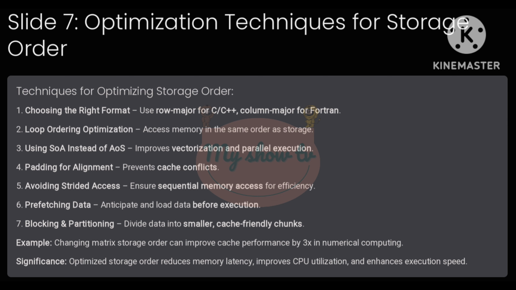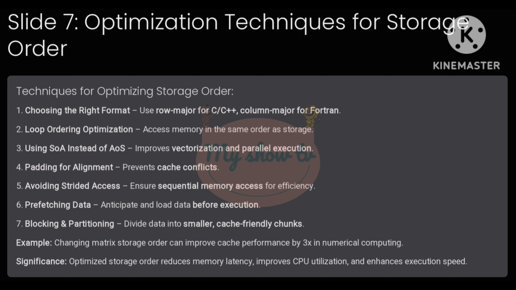Slide 7. Optimization techniques for storage order. Optimizing storage order ensures efficient memory access and reduces cache misses, which is crucial for high-performance computing. Key optimization techniques explained. 1. Choosing the right format. Use row major order for C, C++, and column major order for Fortran to match the language's default behavior. Avoid unnecessary format conversions, which waste CPU cycles. 2. Loop ordering optimization. Always iterate in the same order as storage. Example: in row major order, access data row by row instead of column by column.